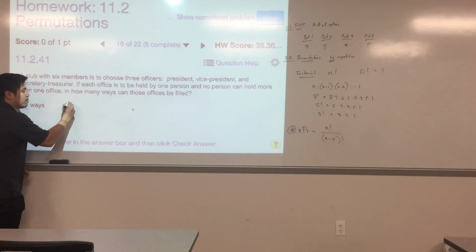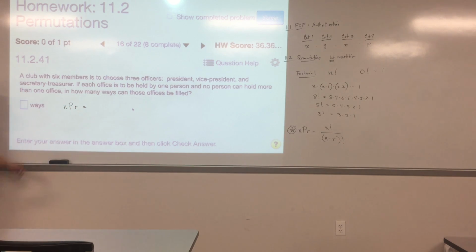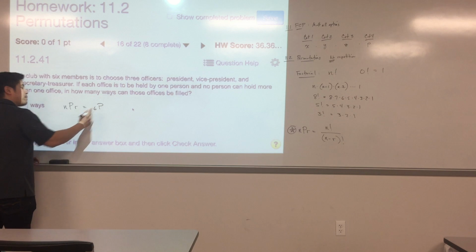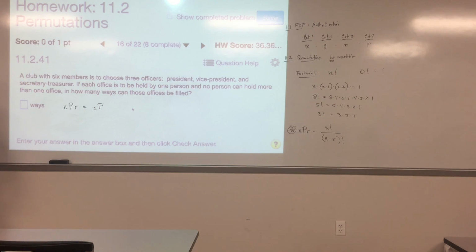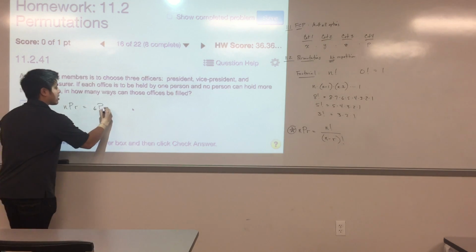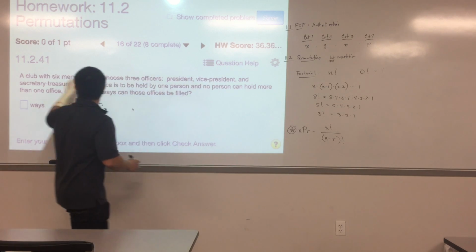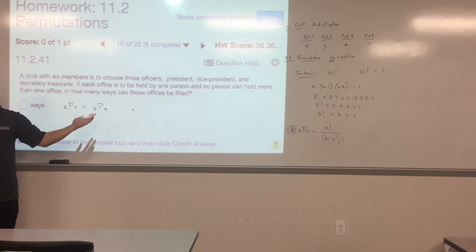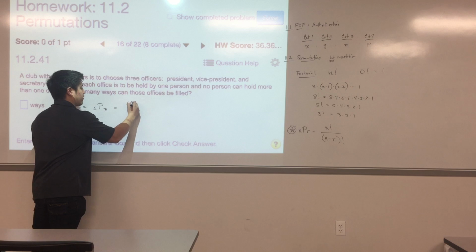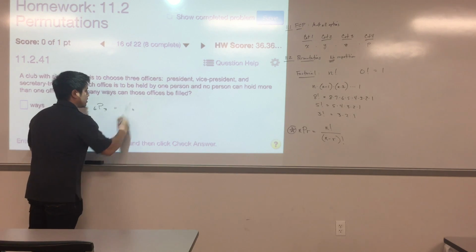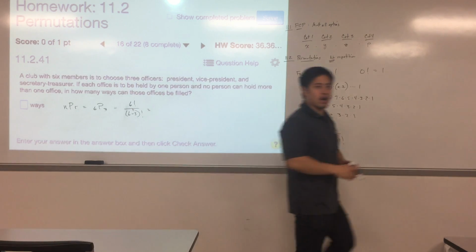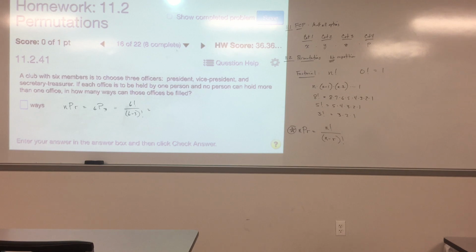We're going to use nPr. What is n, everybody? 6. You have 6 people to choose from. You cannot have repetition, which is why we know we're dealing with a permutation. How many groups are we taking at a time? Groups of what? 3. Because there are 3 positions: president, vice president, and secretary treasurer. I'm not going to do the math because we know how to do this. We just did several problems. This would be 6 factorial over 6 minus 3 factorial, and you would go do the math for that. Does that make sense, guys? Okay. Let's go on.